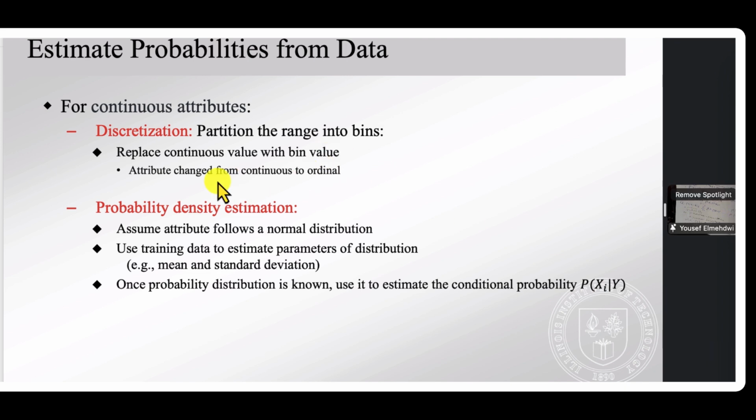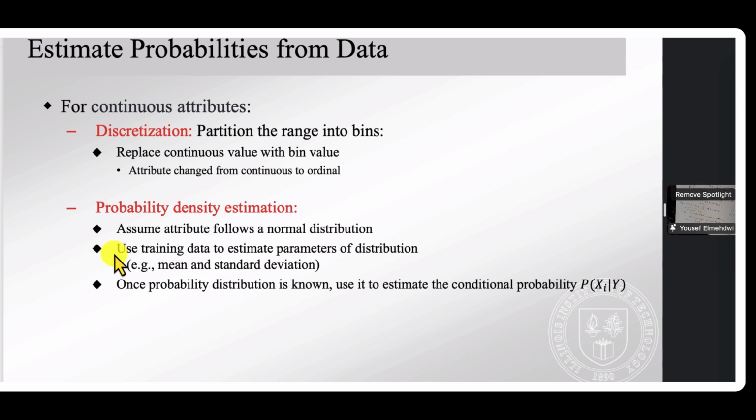The simple option is to use discretization, where you partition the data into ranges, into bins, and assign a discrete value to each of them. Or we can do something different that we haven't done before: use what is called probability density estimation, which is the one we're going to use here.